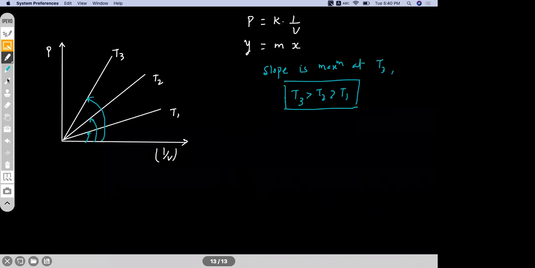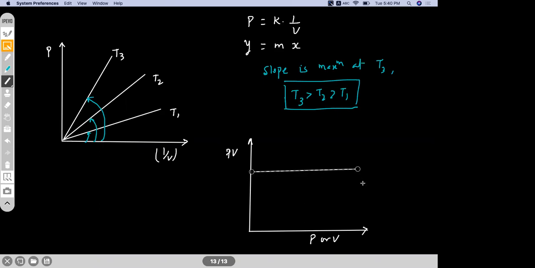Yeah. Next graph you see. Y-axis is PV and x-axis is, you can take pressure or you can take volume. For both the axis here, it is a straight line and constant because PV is equal to constant. It does not vary with pressure or volume. So it will be a straight line like this.